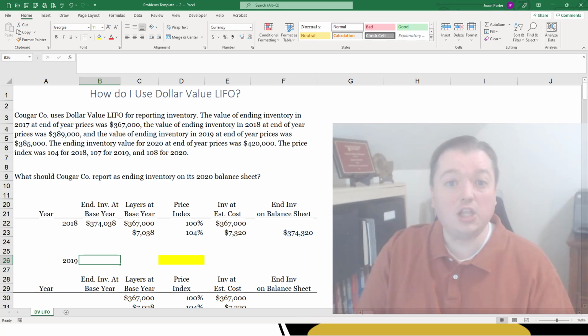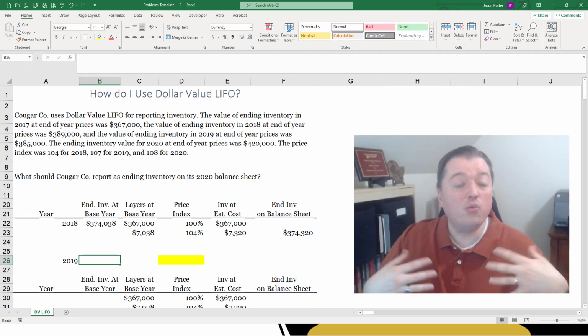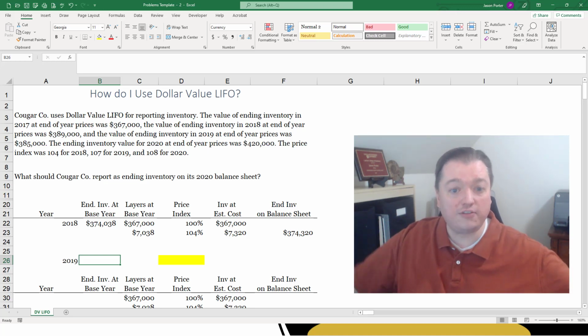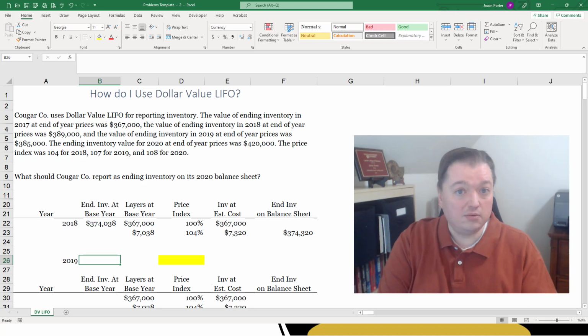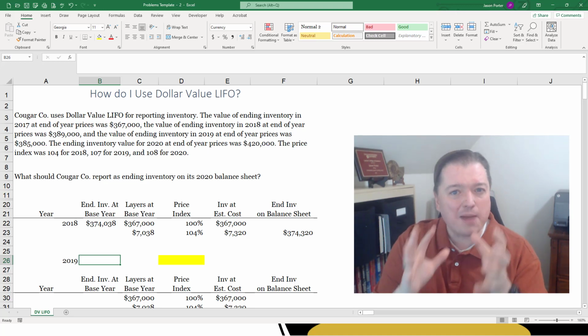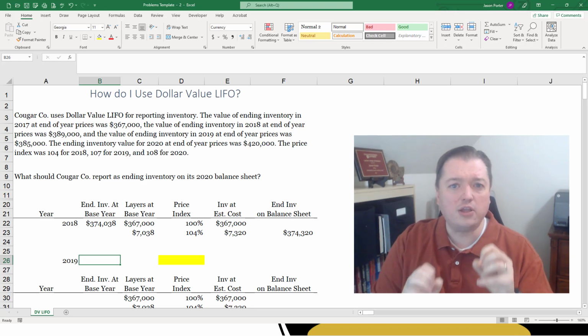Now, this seems like a really long process because we're doing all of the years at once. But keep in mind, in reality, an accountant or an accounting team would only be looking at one particular year. We'd calculate our values if we purchased all of the inventory still on our shelves at the end of this year, and then we calculate a price index that relates this year's prices to our base year's prices. And it's that price index and that calculation that's the real key to dollar value LIFO.